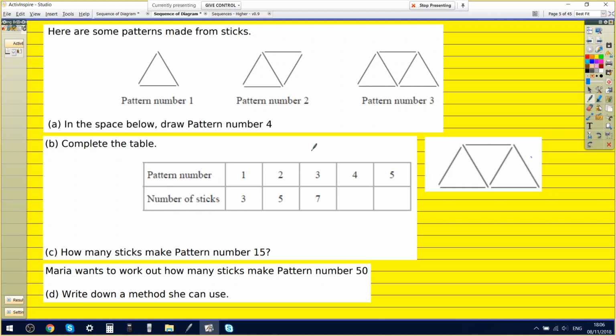Okay, so draw pattern 4 and then fill in the table. Pattern 4 would have another triangle on the end, and then nine, and then 11. That's it. How could you get pattern 15, do you know? How many sticks are in pattern 15?